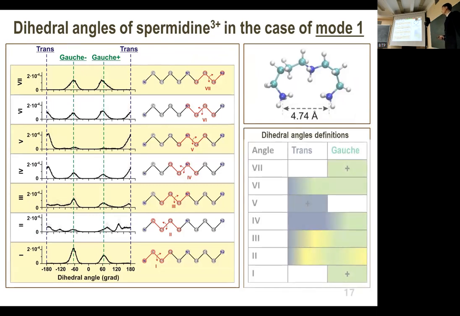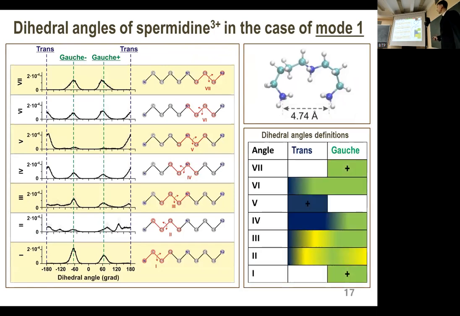So you can see that in the end dihedrals, we have gauche always. So there are no trans conformations here. And also what is very important, we have always trans in the case of dihedral angle 5. If you look at this scheme, you can see that this dihedral angle contains this nitrogen atom.